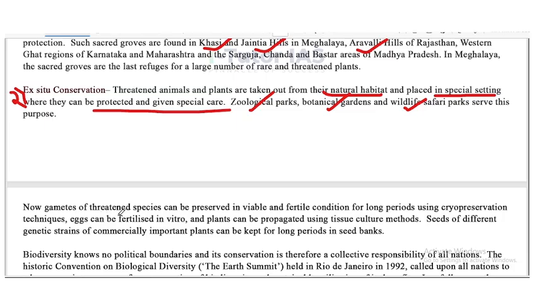Now, gametes of threatened species can be preserved in viable and fertile condition for long periods using cryopreservation techniques. Eggs can be fertilized in vitro. Plants can be propagated using tissue culture methods. Seeds of different genetic strains of commercially important plants can be kept for long periods in seed banks. So these are all examples of ex situ conservation.